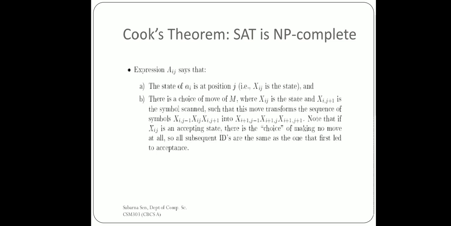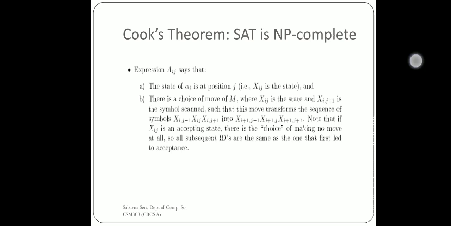It will move one more unit, that is, i will be incremented by 1. That's why x(i+1, j-1) and the rest, right? So here we are considering that my xij is a state and my acceptance state is alpha i. Now if xij is an accepting state, there is a choice of making no move at all. So if xij is the acceptance state, movement may not be required because we have reached our goal.